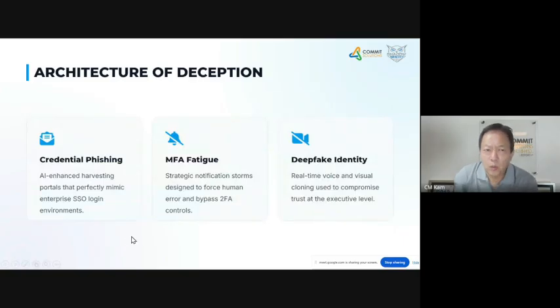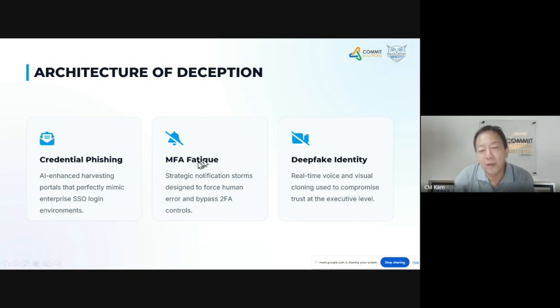So when we talk about the architecture of deception, what are we talking about? We are talking about credential phishing, right? Meaning that people will try to harvest your credentials by phishing, trying to get you to give up your credentials, right? Many times it's like mimicking an enterprise SSO, right? Nowadays there's a lot of so-called site mimicking, where you log in, it looks like your very familiar enterprise login, and you put in your credentials, like your ID and password, and it's already stolen.